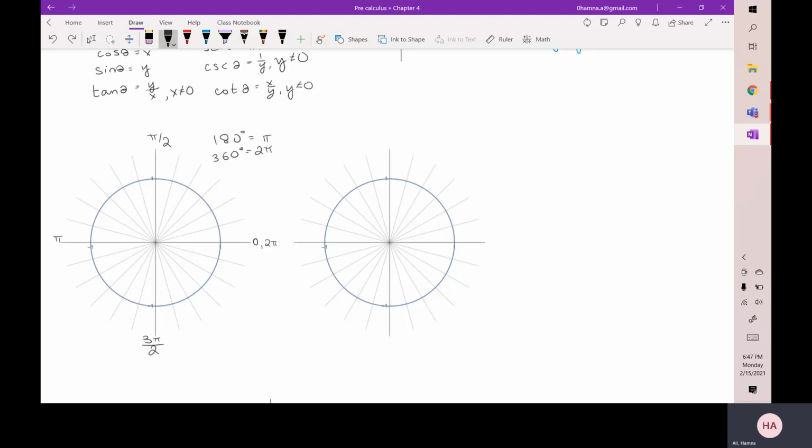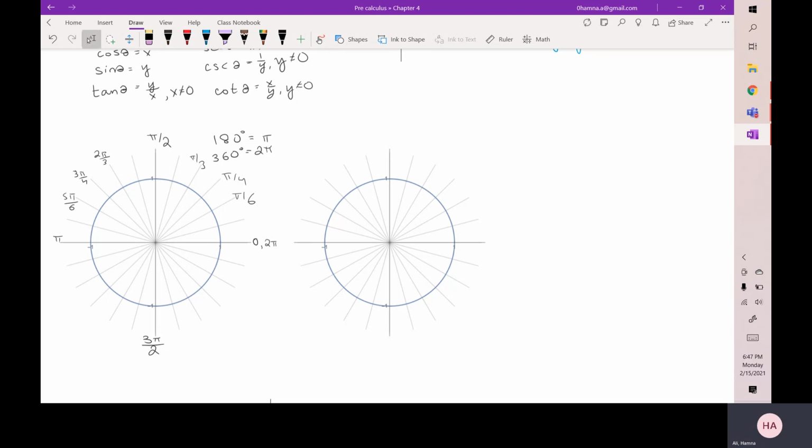And so from here, there are some other important angles. So I'm also going to add pi over 4, pi over 6, and pi over 3. And these three angles are just going to be extended into the other quadrants. So if I have pi over 3 here, I can rewrite it as 2 pi over 3 for the second quadrant, 3 pi over 4, 5 pi over 6.